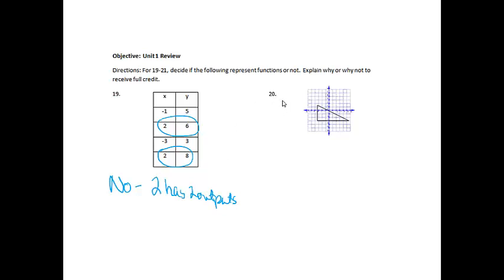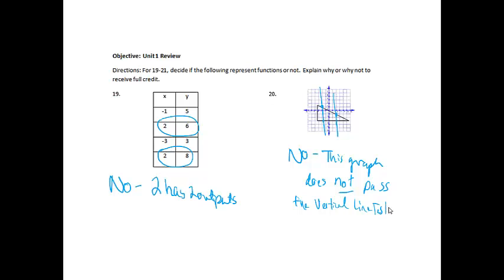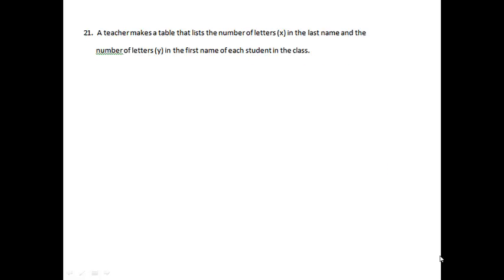Alrighty, number 20. I'm going to use a vertical line test on this one. So if I draw some vertical lines through, I notice that these vertical lines are each crossing through 2 times. They're only allowed to cross through 1 time. So this is going to be no, and I'm going to say this graph does not pass the vertical line test.